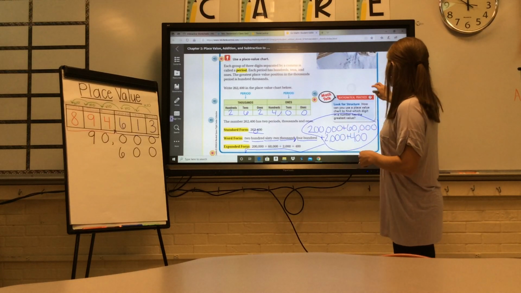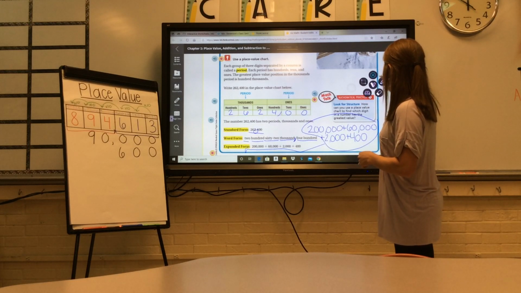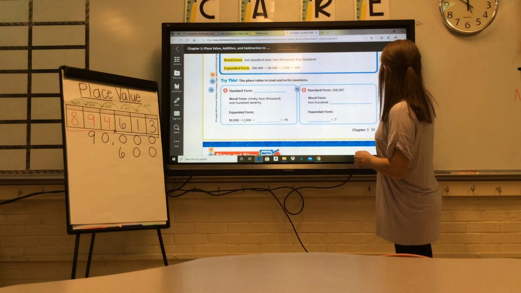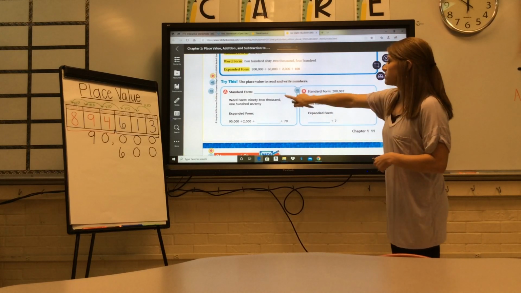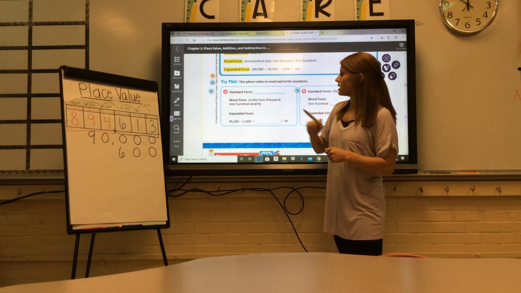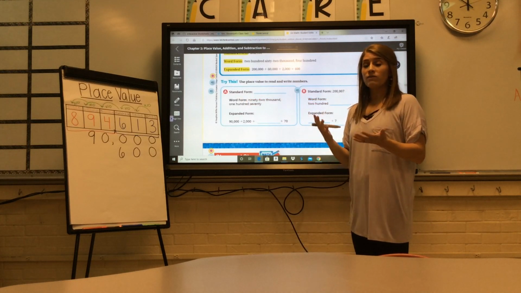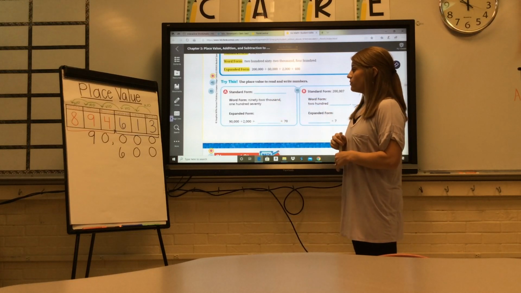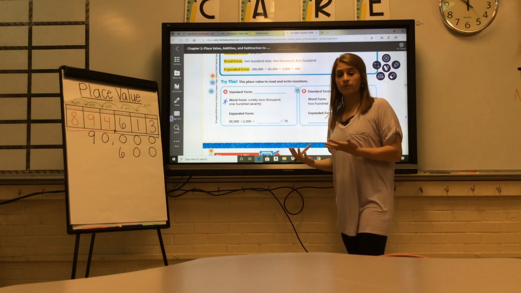Okay, let's move on to some examples so that we can see some more practice. So here we've got, let's look at example A and example B. We'll start with example A first. So they want us to write the numbers in standard form, word form, and expanded form, but they've already given us word form. So now we've got to write it in standard form and then finish the expanded form. So I have to use this right here to help me write the other two.